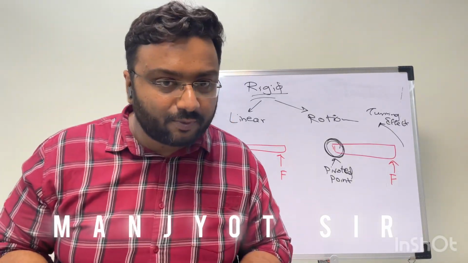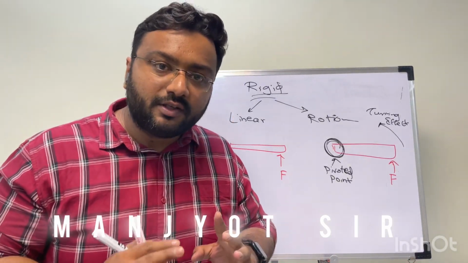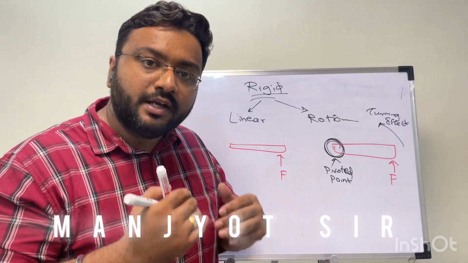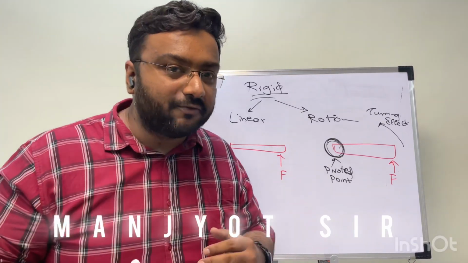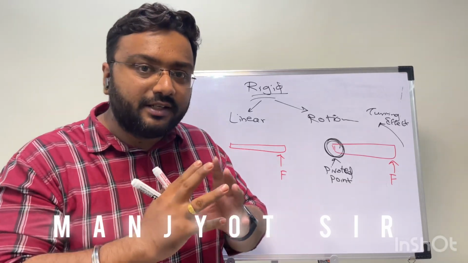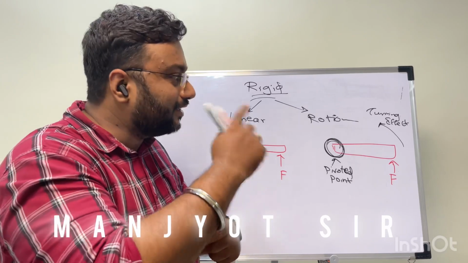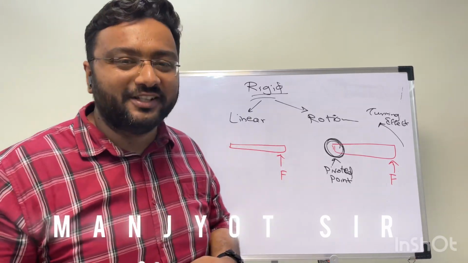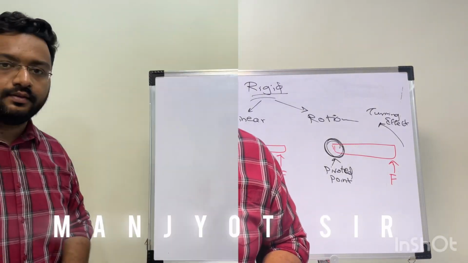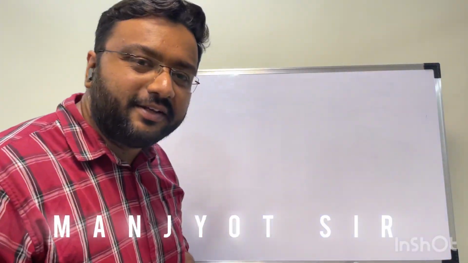So there are two types of motion. First, linear motion, when the body is not fixed at a point and it moves in a straight line when you apply the force. Second, when you fix it from one end at a pivoted point and then you apply a force, you get a turning effect and rotational motion is produced. I hope everyone is clear till here. Okay, so let's understand rotational motion in more detail.